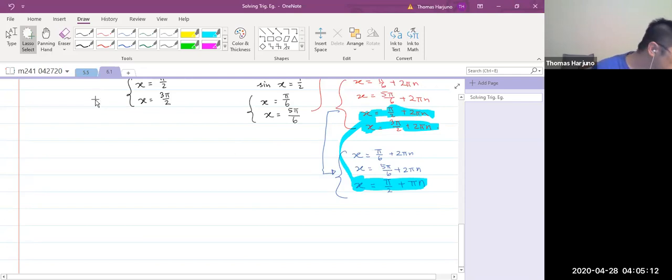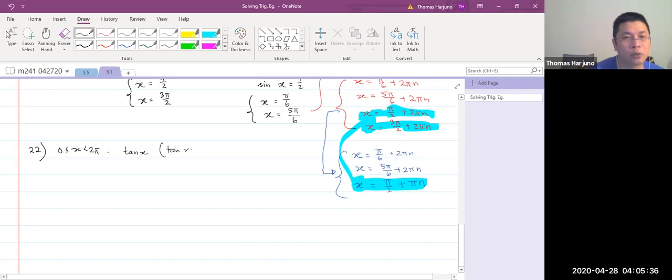Let's do the next one. How about number 22? We have not done number 22. The tangent. Number 22, we have tangent x, still with x between 0 and 2 pi. Tangent x times (tangent x plus 1). Oh, they factored it for us already. So either tangent x equals 0 or tangent x equals -1.